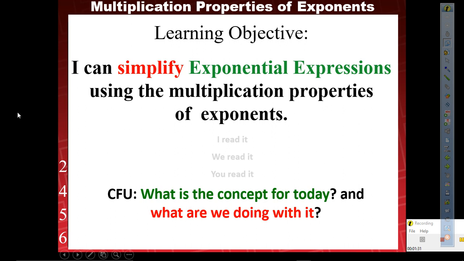Thank you. It says, I can simplify exponential expressions using the multiplication properties of exponents. Everybody on 3? 1, 2, 3. I can simplify. Good. So what goes in the Frayer model, in the middle of this Frayer model? Exponential expression. So write that in there, please, and write your objective at the bottom left.